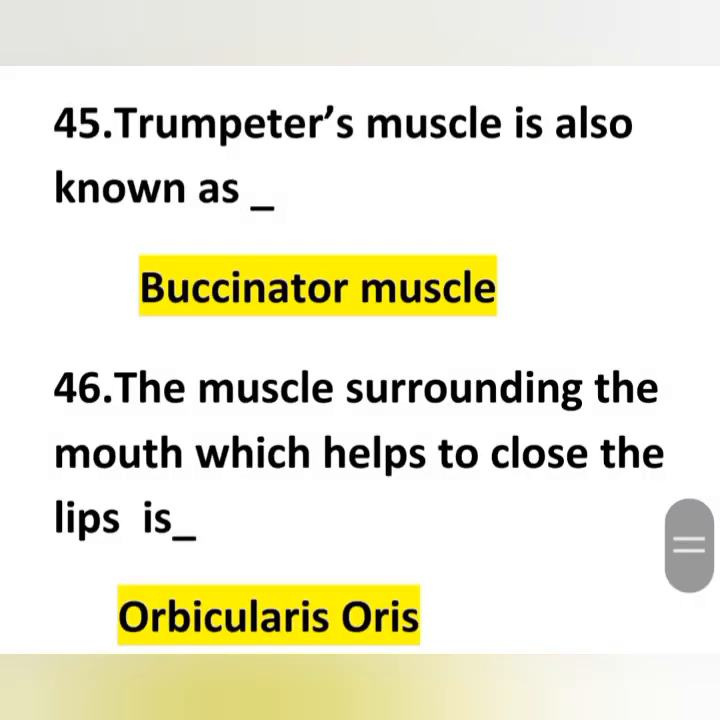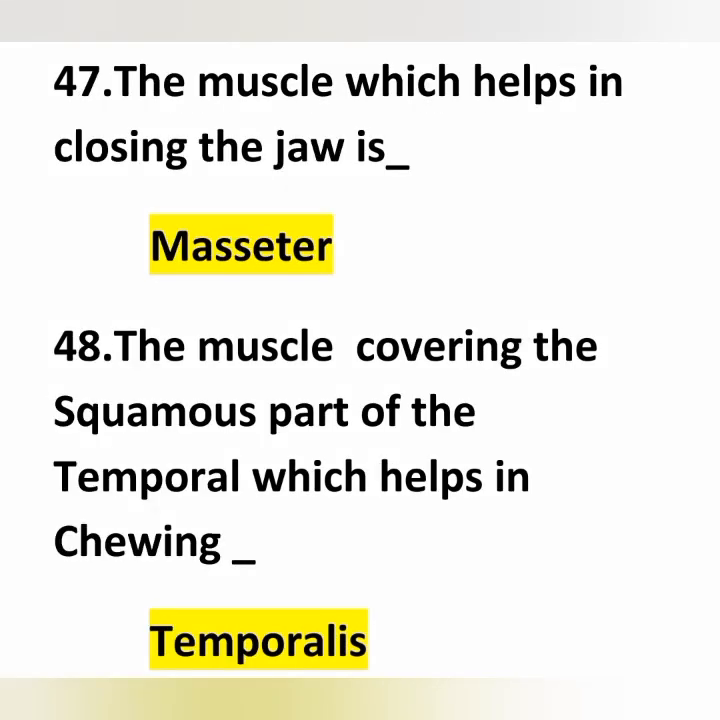And the next point, the trumpeter's muscle is also known as the buccinator muscle. And the next point, the muscle surrounding the mouth which helps to close the lips is called orbicularis oris. That is, the muscle which helps to close the lips. The muscle which helps to close the lips is called orbicularis oris. And the next point, the muscle which helps in closing the jaw is the masseter. Masseter muscle helps to close the jaw.